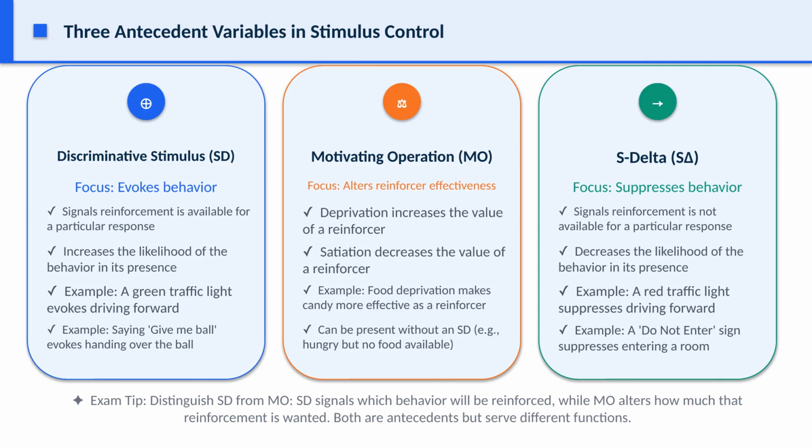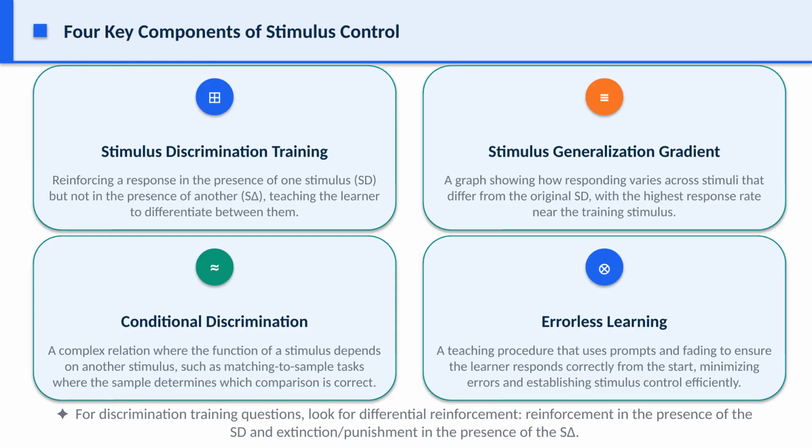On this slide, we break down 4 key components of stimulus control that are essential for the BCBA exam. Stimulus discrimination training is the foundational process where a response is reinforced in the presence of an SD, but not in the presence of an S-delta, teaching the learner to differentiate. The stimulus generalization gradient visually demonstrates how responding spreads across similar stimuli, with the highest rate near the training stimulus, a concept you might see on a graph interpretation question.